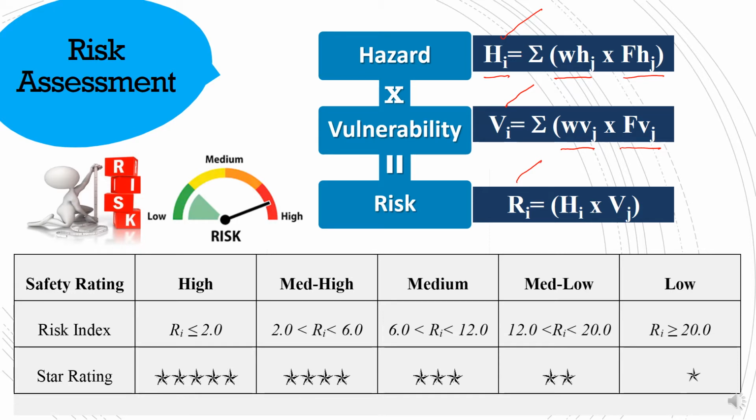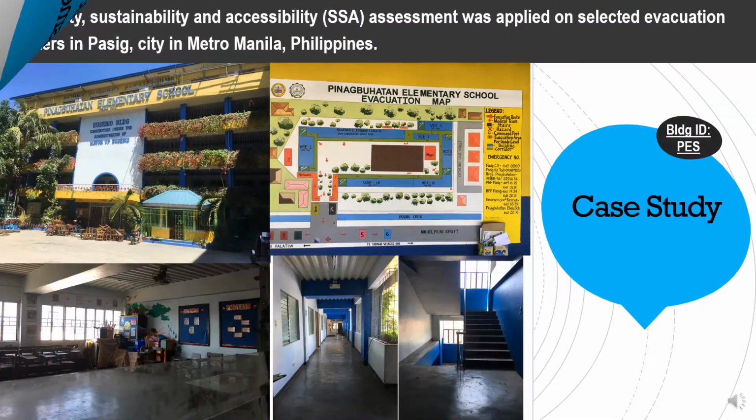The following scale is used. If the risk index is less than 20, then there is a high safety rating, which corresponds to a 5-star. A risk index greater than 20.0 corresponds to an evacuation center with a low safety rating or a 1-star rating. The methodology was applied to an evacuation center in Pasig City.